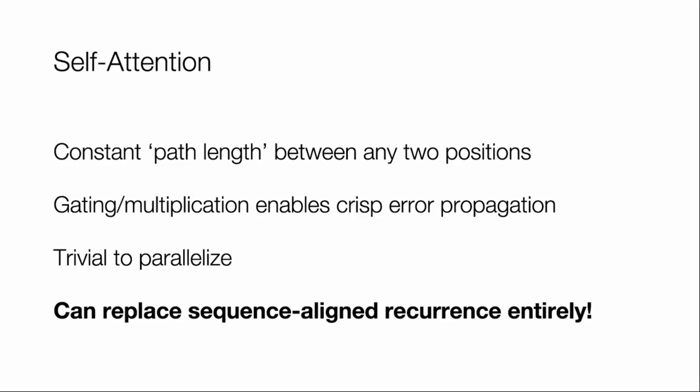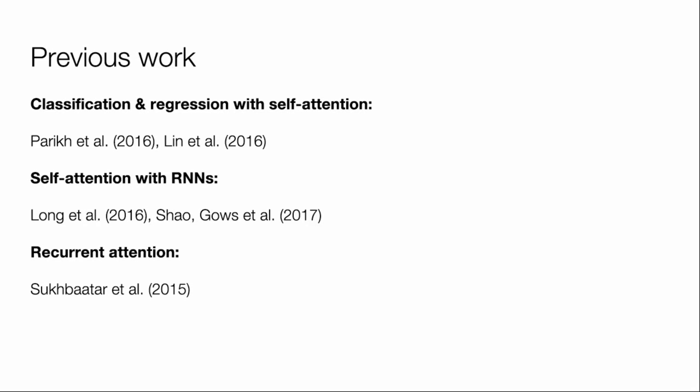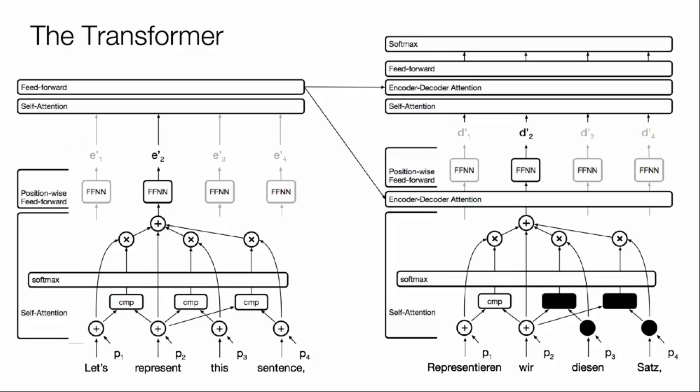You have the advantages of multiplicative interactions. It's trivial to parallelize, therefore really fast to train. So could it completely replace recurrence? There's been some really good previous work on using self-attention. For many tasks, you can look at the paper for more details.